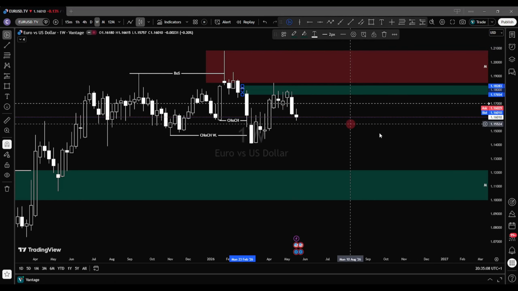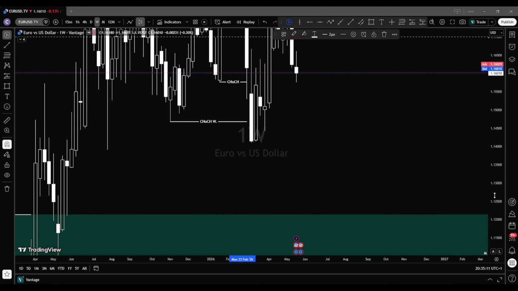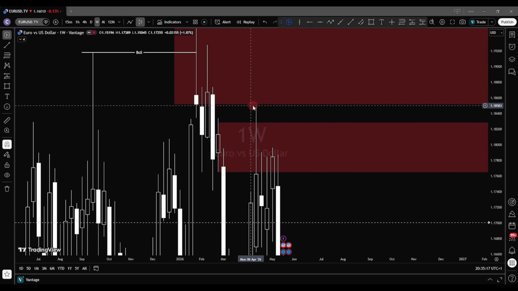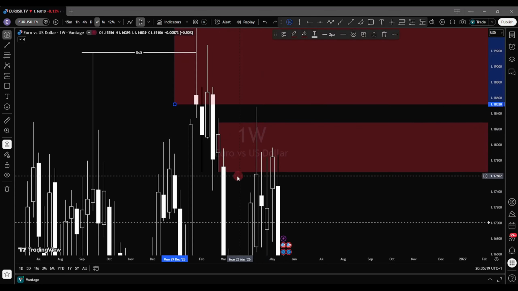Why is it still active? Well, it's simple, for one reason and one reason only. Price has not gone into that monthly rejection area yet. Price has not returned to that area yet. Price only went into a supply zone and respected the supply zone. So this zone still stands, the rejection area still stands, but the supply zone also still stands.